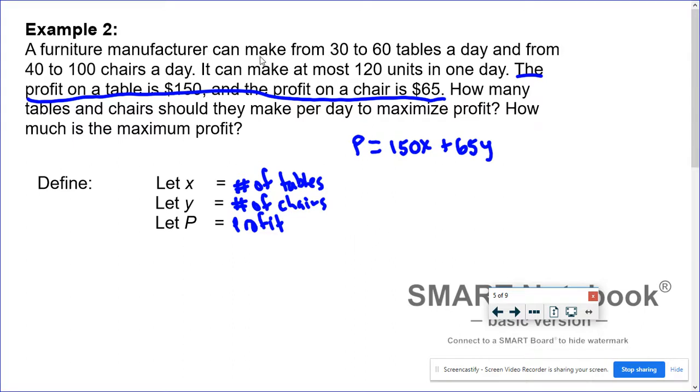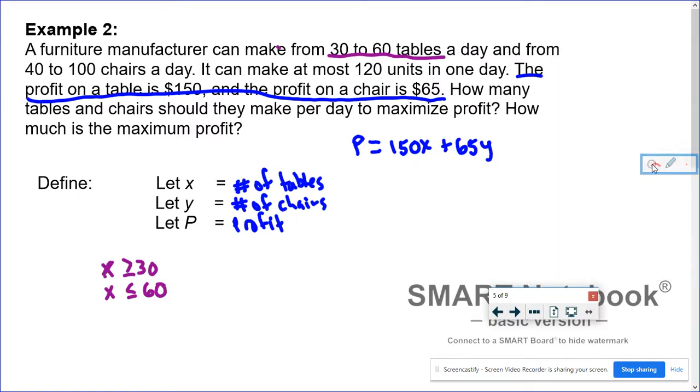So it says a furniture manufacturer can make 30 to 60 tables. You can write that as one compound inequality, but it's probably easier to write it as two. 30 is the minimum amount you're going to make, so X needs to be greater than or equal to 30, because X is tables, we defined that. And 60 tables is the maximum, so X is also going to be less than or equal to 60. Again, you could write one compound inequality.